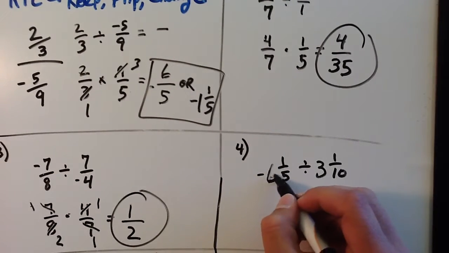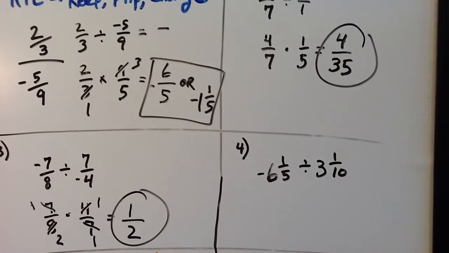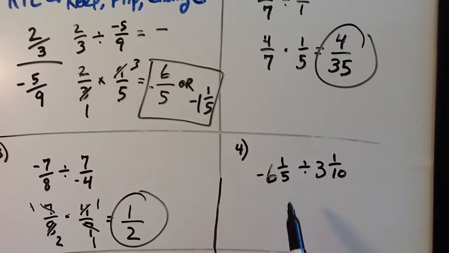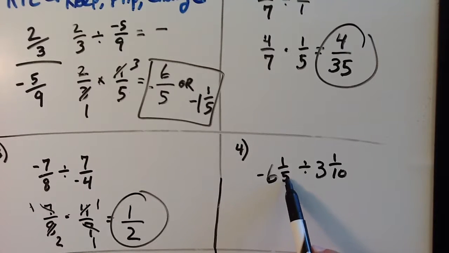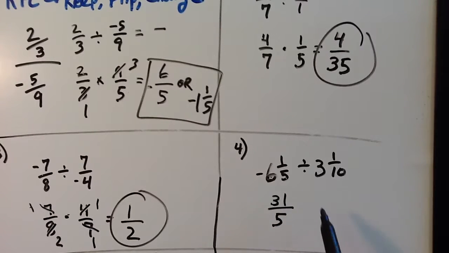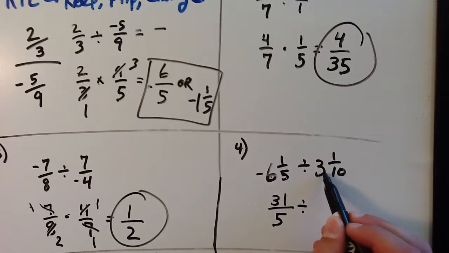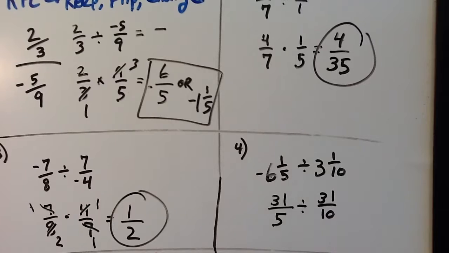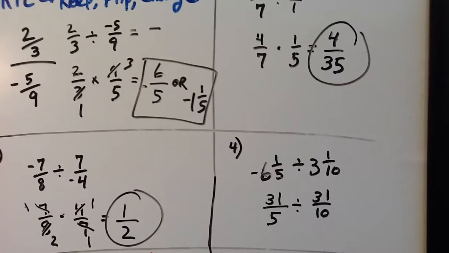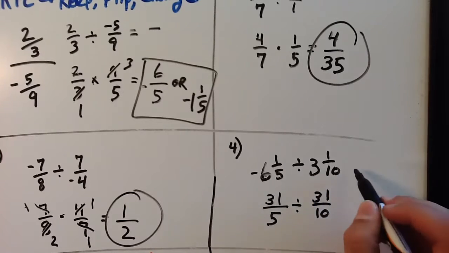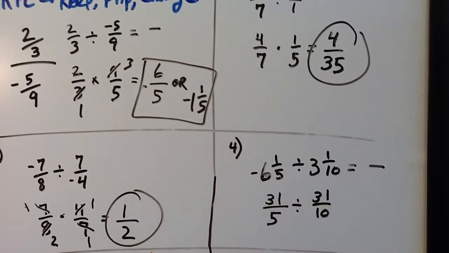And number 4 here, we're operating with mixed numbers. When you operate with mixed numbers, I would suggest making them improper and then operating. So to make them improper, let's use the C method. 5 times 6 is 30, plus 1 is 31, all over the original denominator of 5. Okay, and then here I have 10 times 3 is 30, plus 1 is 31, all over the original denominator of 10. Now the sign of my answer is going to be what? I have negative number divided by positive number, so different signs, I know my answer will be negative.